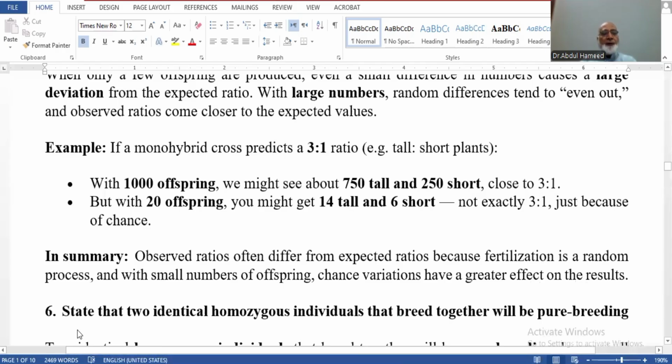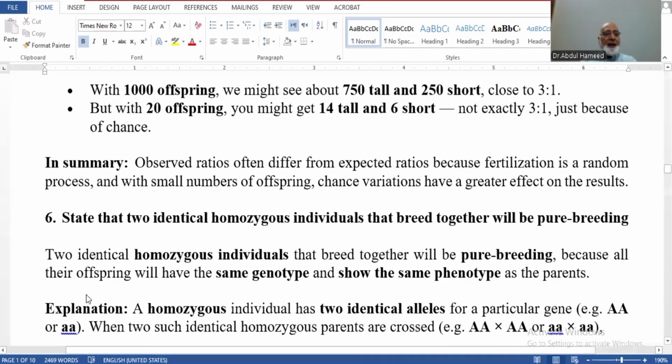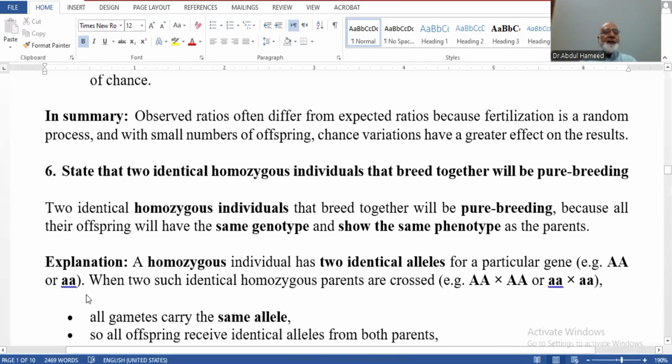So in summary, observed ratios often differ from expected ratios because fertilization is a random process, and with a small number of offspring, chances of variation have a greater effect on the results. Then the sixth subtopic states that two identical homozygous individuals that breed together will be pure breeding, the concept of pure breeding.